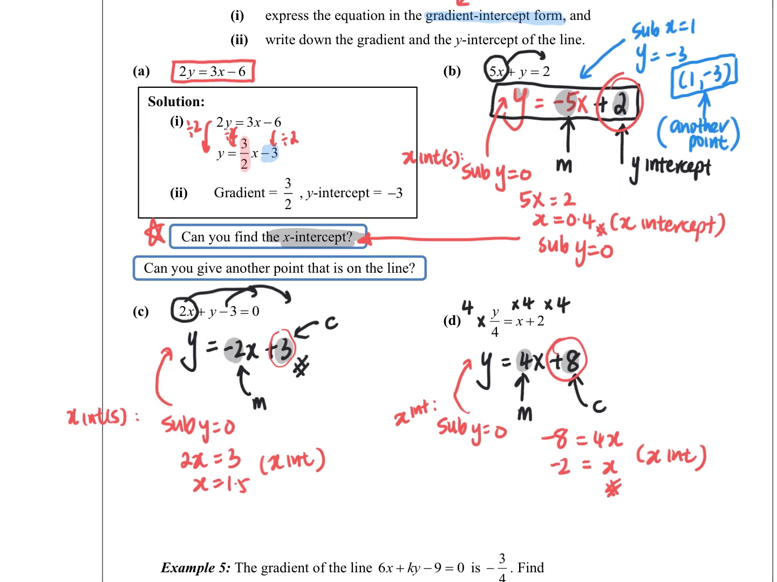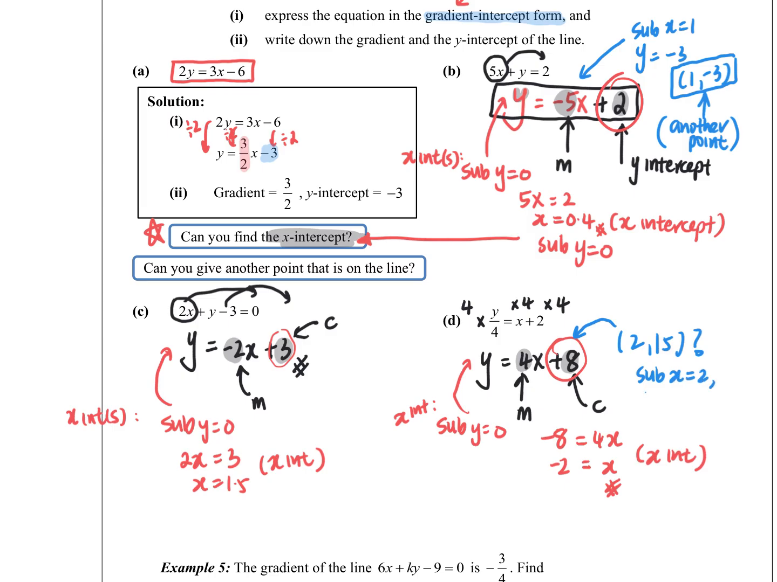So for example, I ask if (2, 15) lies on the line. So I ask you, is (2, 15) a point on this line? So you go and sub in x as 2 and check. When x is 2, my y value should be 16, which is not 15. So it's a miss. So this point is actually not on the line.